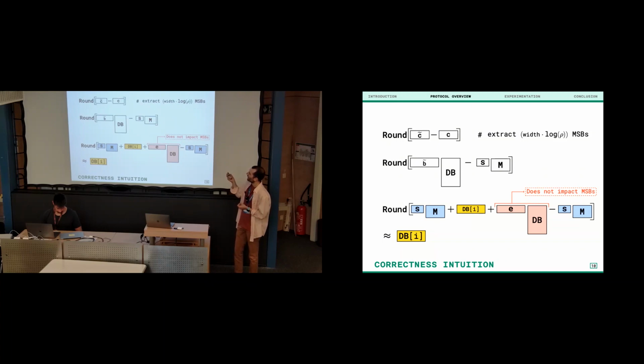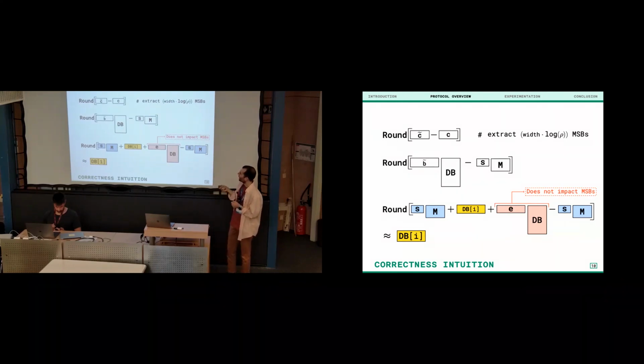But what you're trying to do is extract the width of the matrix times log row bits, and that will give you the row that you're after. And actually, what I'm going to show you is that the row of the database is encoded in the most significant bits of this entry. So if we expand this equation down a little bit, you end up with something in this last row where you have this S multiplied by M, which cancels out on both sides, and all you're left with is the row of the database plus this error vector multiplied with the database itself. And so here, what this rounding function is trying to do is remove this error, because if this error goes away, then you have the database.